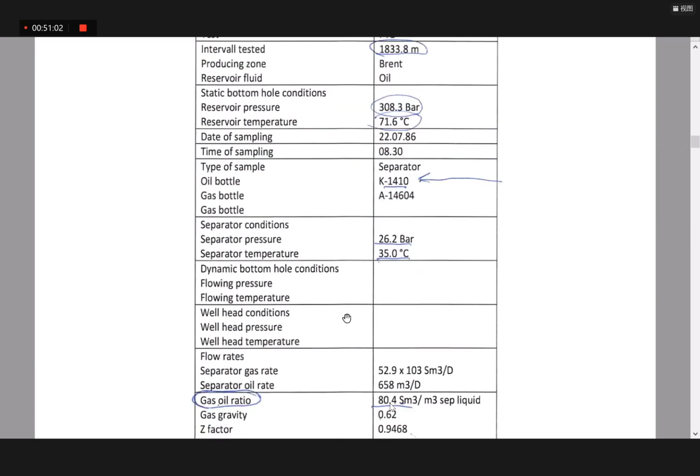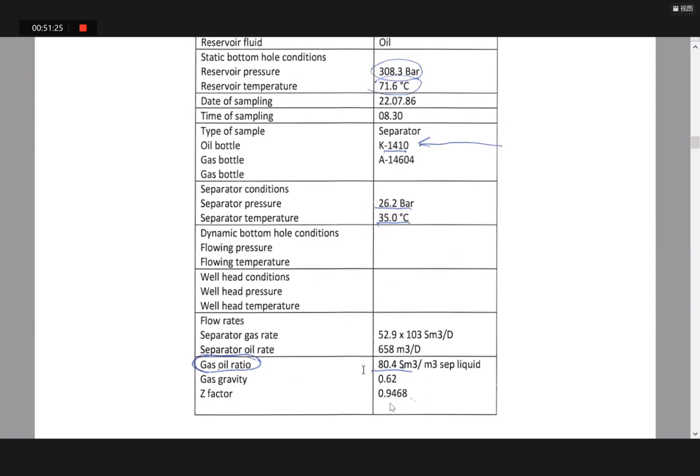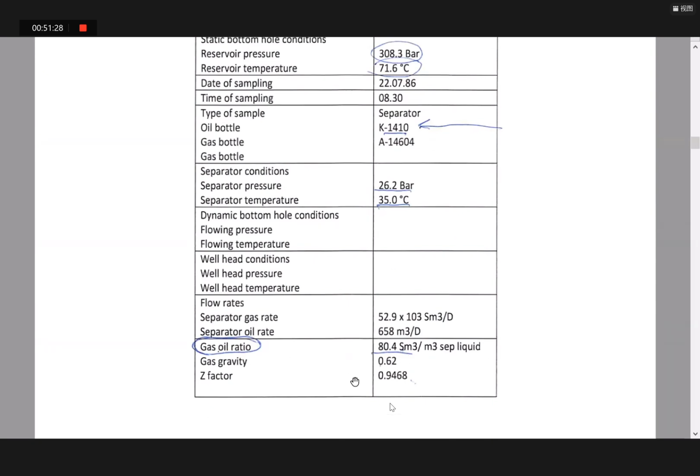But what we see here from the separator test is that there is a gas rate. We are producing 53,000 standard cubic meter of gas per day over the test separator, and we have a liquid production of 653 cubic meter per day. So it's quite large volumes you need to handle during a separator test. Gas oil ratio of 80.4. The measured gas gravity and Z factor at the rig, based on the limited information, is given here. Gas gravity of 0.62 and Z factor of 0.95.